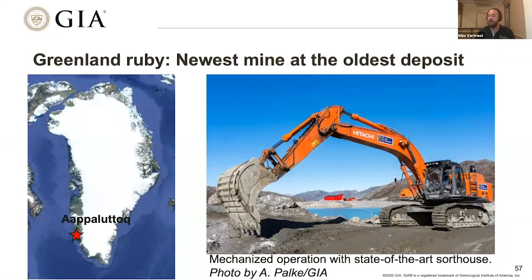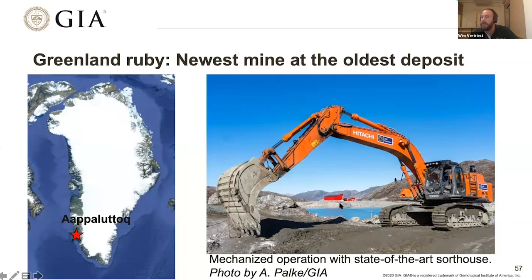Why do I say the oldest deposit? These rubies are hosted in one of the oldest rocks on Earth. The host rocks of these rubies are more than 3 billion years old. That's just incredible. So on the right, we can see a picture that was taken during a GIA expedition to this mine and to this deposit, where you can see that it's highly mechanized, very heavy equipment.